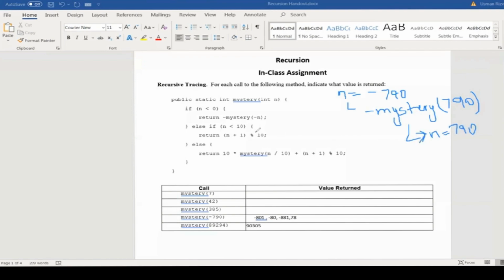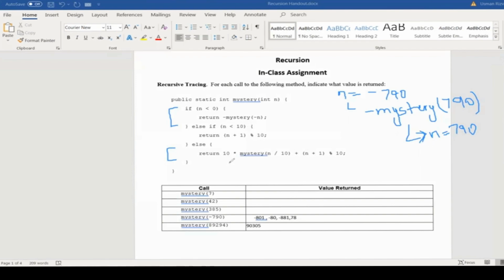So it's supposed to be an arrow. All right, so now we have 790. 790 comes in here. It is not less than 0. It is not less than 10. So we go in the recursive case. This is the recursive case. This is also a recursive case, but it's a special recursive case. So you can have multiple recursive cases and you can have multiple base cases, but you have to have at least one of each to be considered recursion.